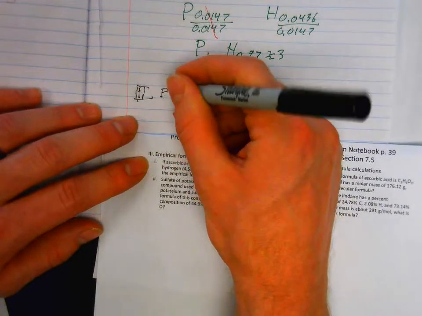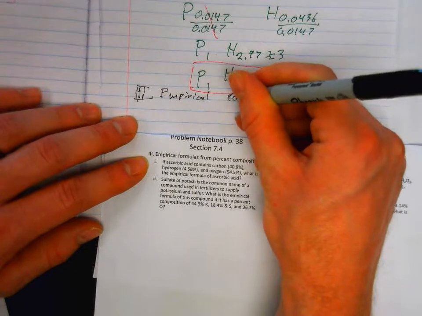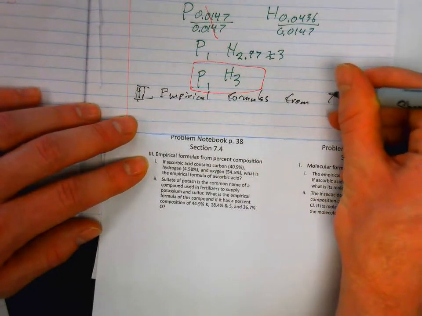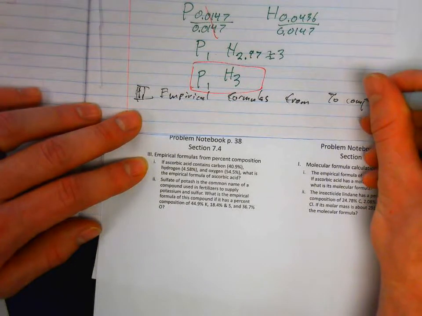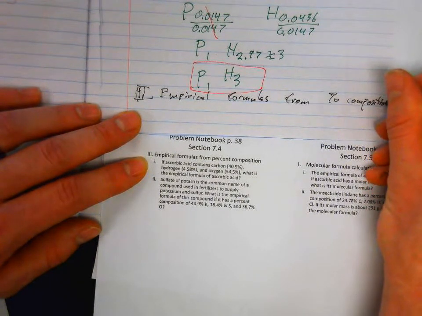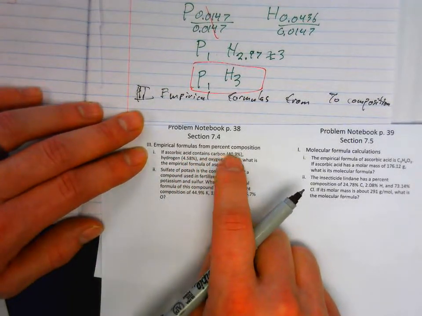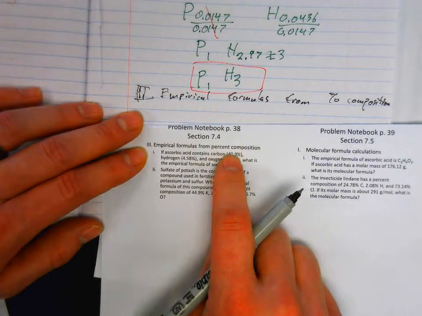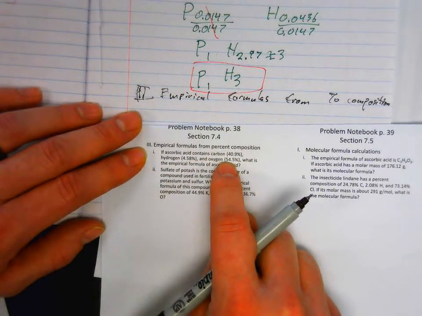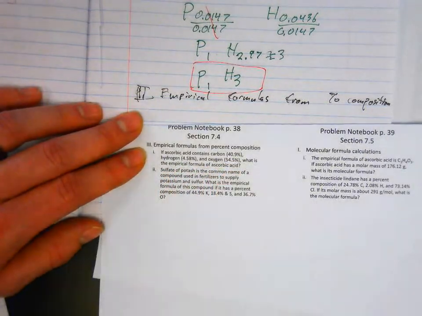So, empirical formulas from percent composition. If ascorbic acid contains carbon at 40.9%, hydrogen at 4.58%, and oxygen at 54.5%, what is the empirical formula of ascorbic acid?